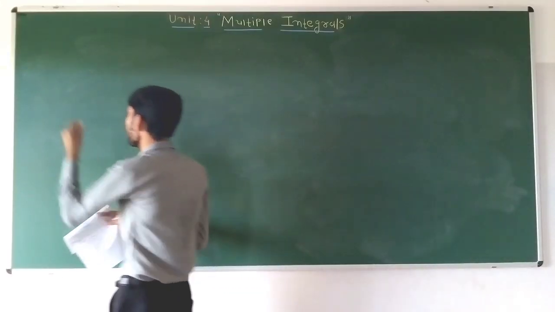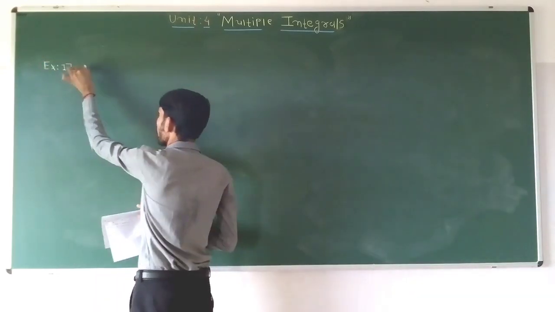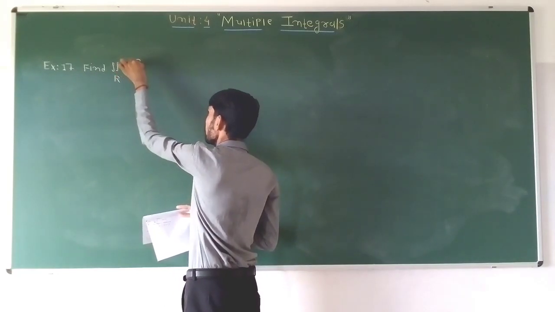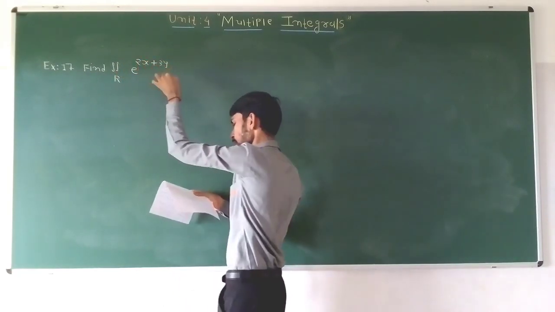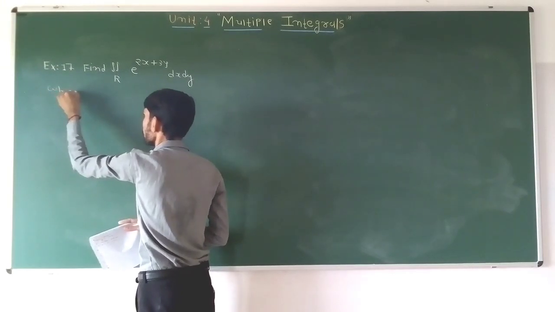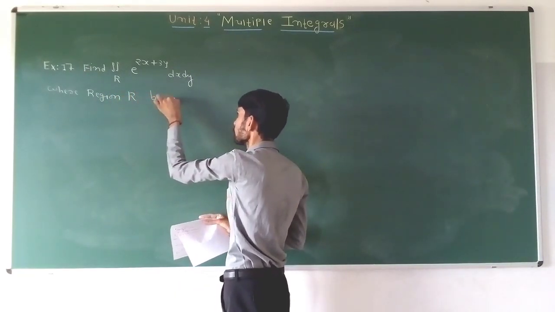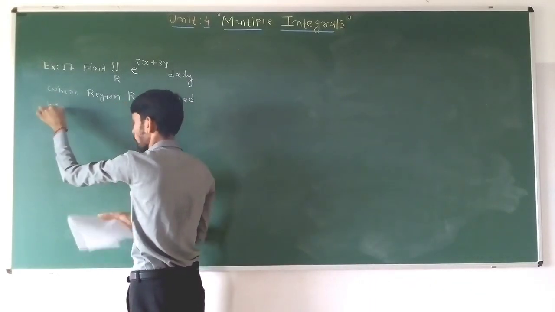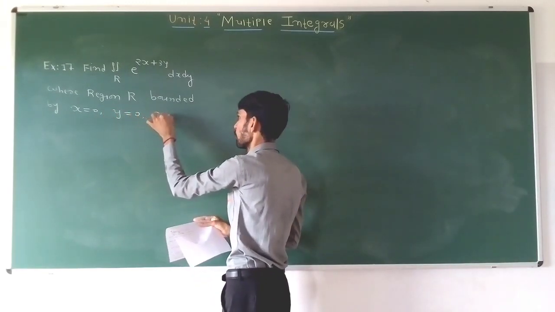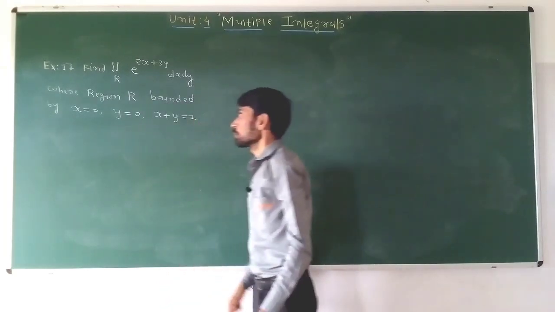Note down example number 17. In example number 17, we are given: find the double integration over R of e raised to 2x plus 3y dx dy, where the region is bounded by x is equal to 0, y is equal to 0, and x plus y is equal to 1. So this is example number 17.